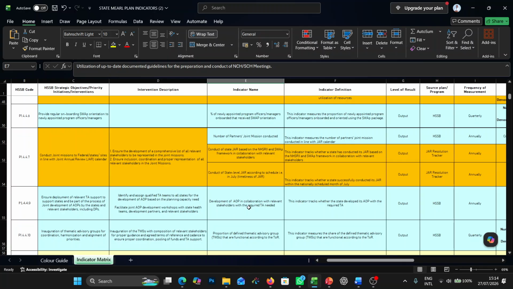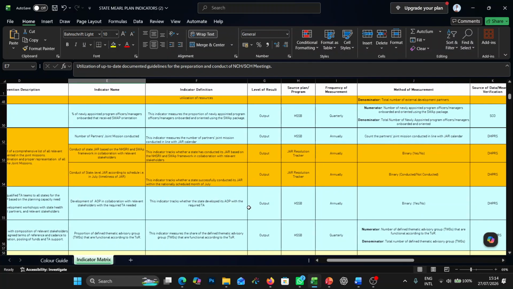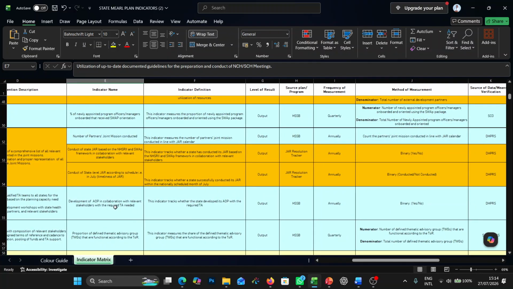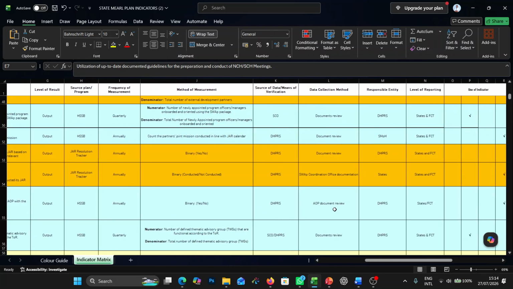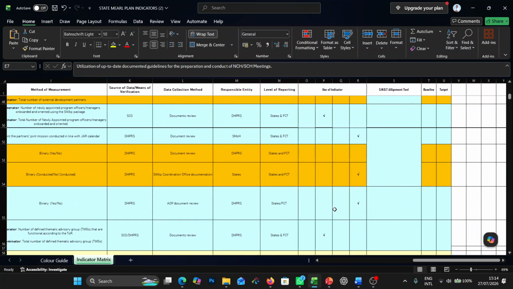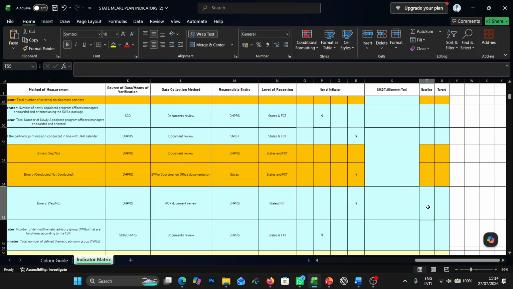But this time around, they are reporting whether they developed or not. So you can see development of AOP in collaboration with relevant stakeholders with the required TA needed. You can see here, the state is just to respond whether we've done it or not, which will be 1 for yes, and 0 for no. So here in 2026, if it was not developed, it will be 0.